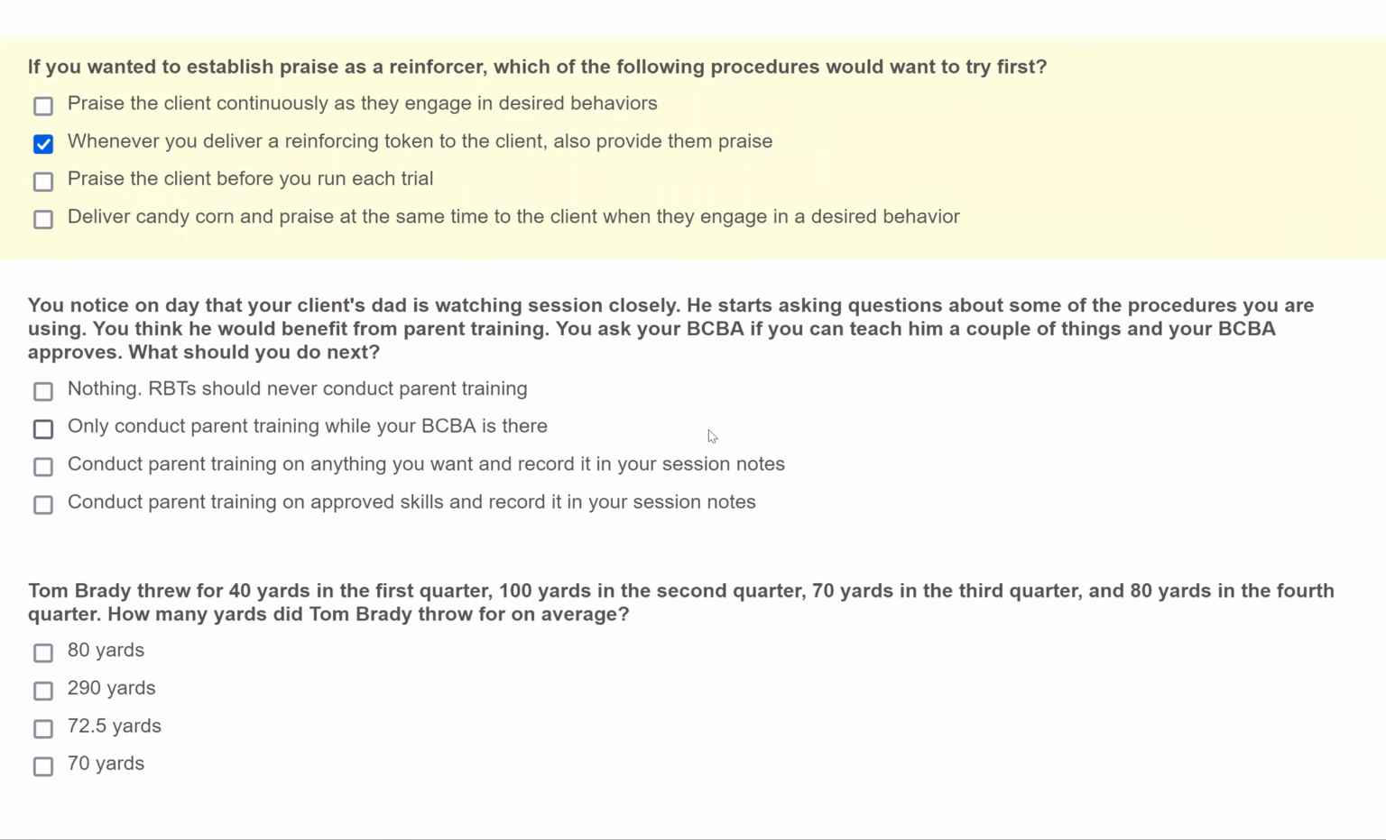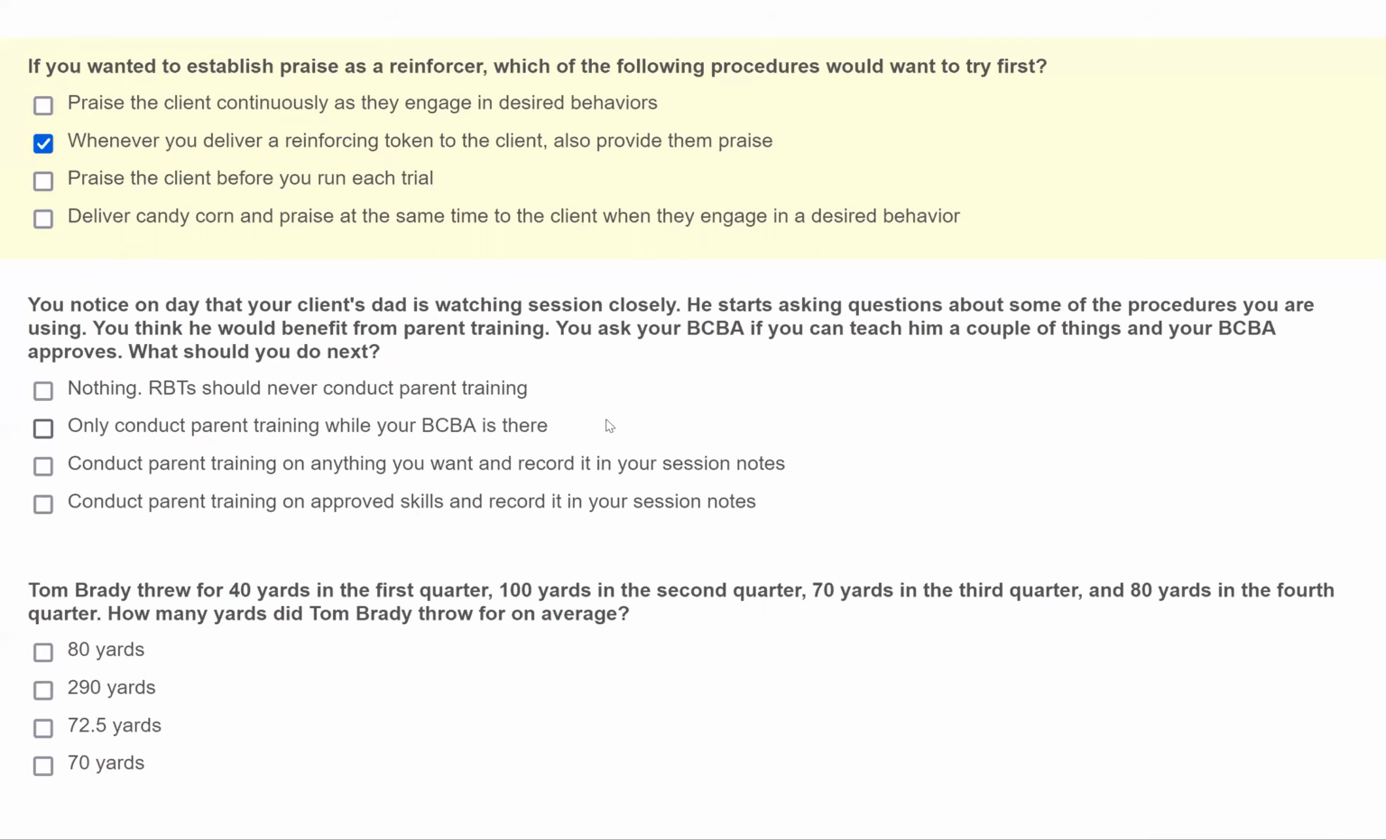You notice on a day that your client's dad is watching the session closely. He starts asking questions about some of the procedures you are using. You think he would benefit from parent training. You ask your BCBA if you can teach him a couple of things and your BCBA approves. What should you do next?